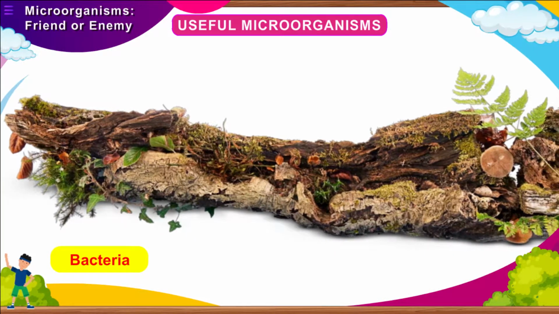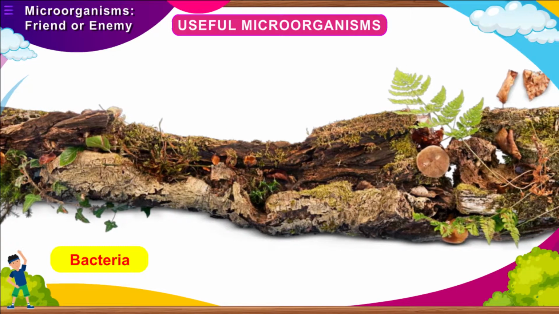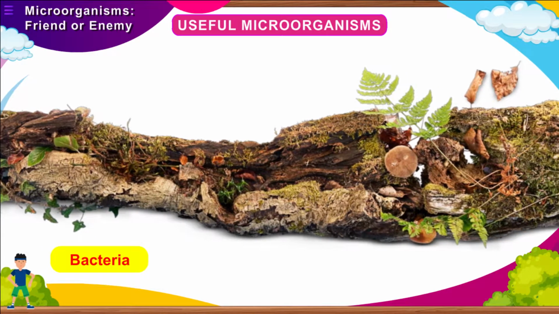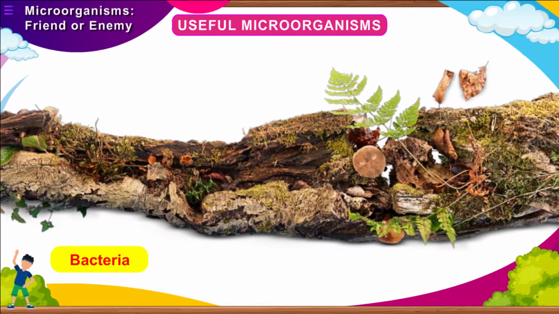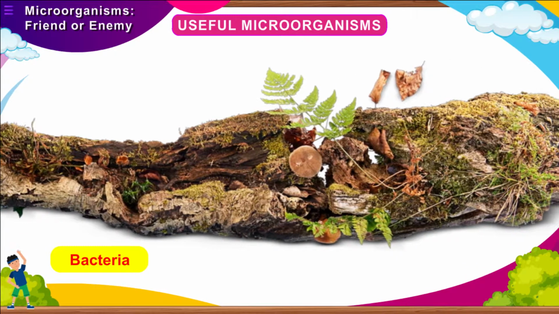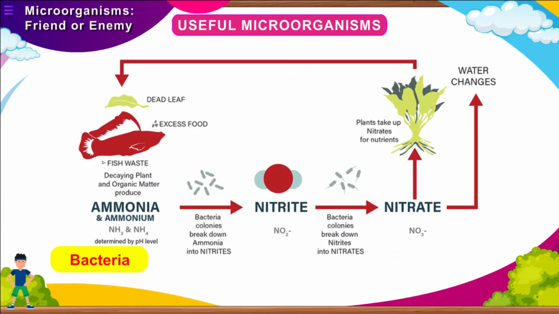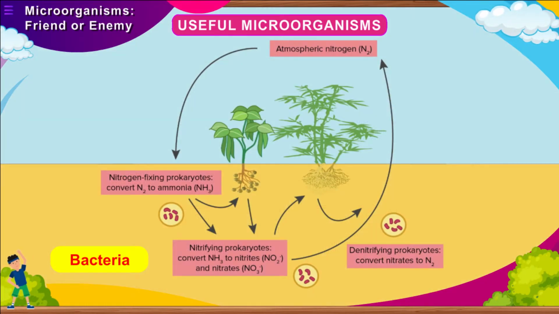Bacteria. Bacteria are useful in these ways. They are decomposers, hence they help in decomposing dead plants and animals. This way, they act as cleansing agents of the environment. Ammonia is released by bacteria during decomposition. This ammonia gets mixed with the soil, thereby making the soil more suitable for the growth of plants.